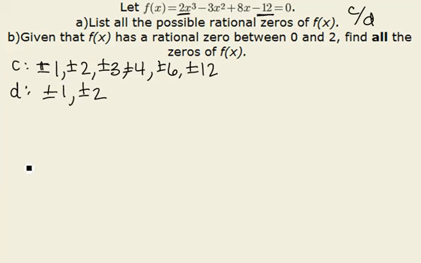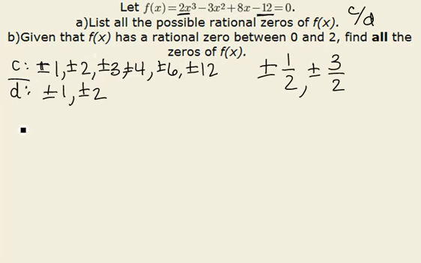So if we take 1 over 1, that's not a fraction. 1/2, that is a fraction. So we'll have positive or negative 1/2. And then we'll also have positive or negative 3/2. Those are the two fractions that we can make from taking c divided by d.